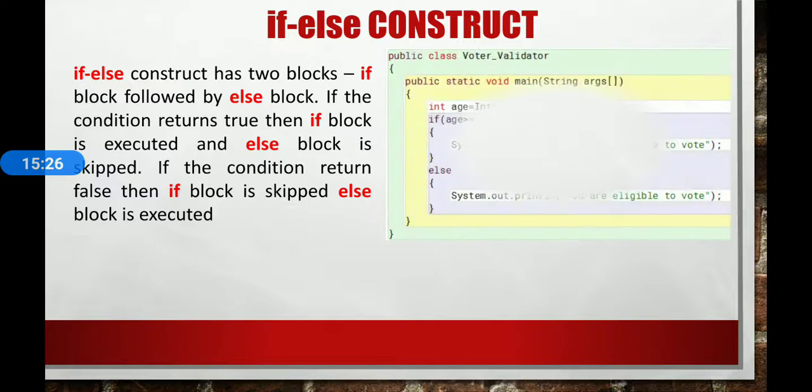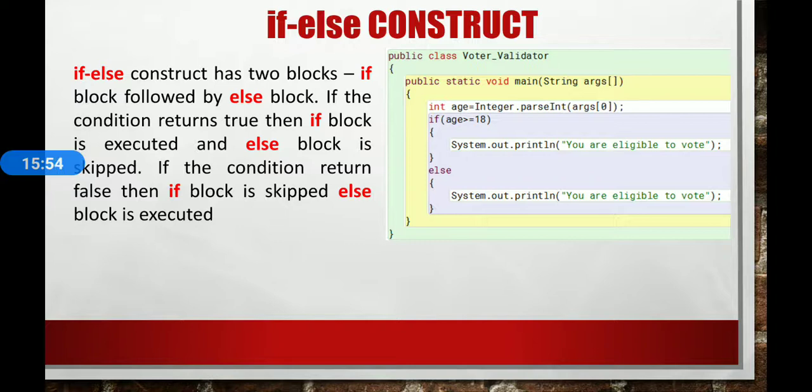Now let's see the if else construct. The if else construct has two blocks, an if block followed by an else block. If the condition returns true, the if block is executed and the else block is skipped. If the condition returns false, the if block is skipped and the else block is executed. Let us see another version of the previous program. Notice how the else block is written just below the if block. The statement in the else block will be executed for any value less than 18.